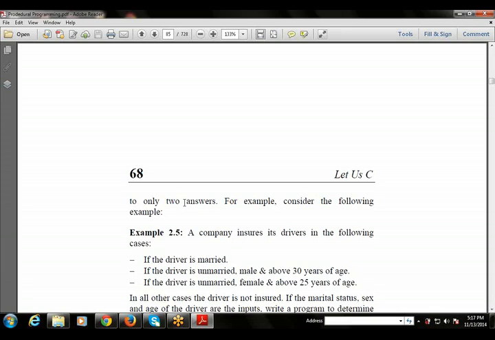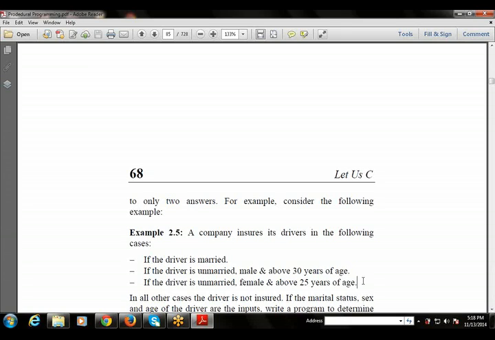A company insures its driver if the driver is married. The first condition is that the driver is married. The next condition is that the driver is unmarried, male, and above 30 years of age. That is, the driver is unmarried but male and above 30 years of age. The next condition is that the driver is unmarried but female and above 25 years of age.